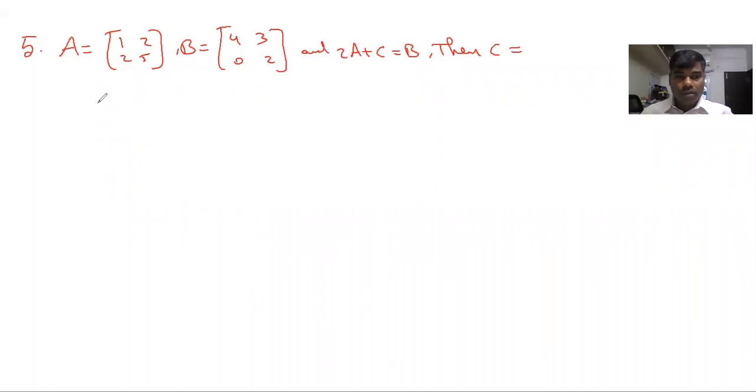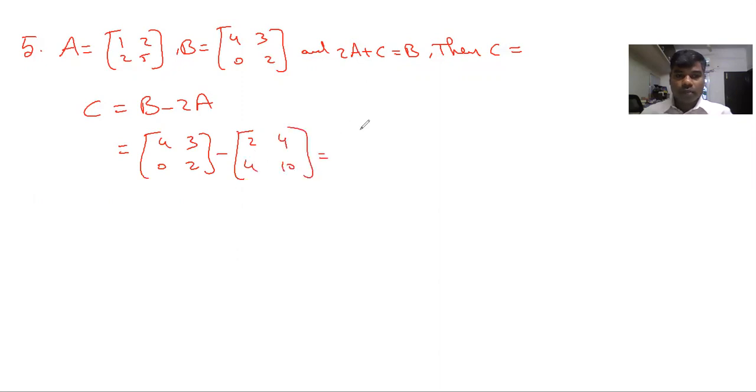When you want to see, it is directly B minus 2A. C equal to B minus 2A. Directly you can do this. B is 4, 3, 0, 2, minus 2 times A is 2, 4, 4, 10. You get the answer directly. It's not a difficult calculation, so you can just do it directly and end up with the answer. So it's there in option 2.